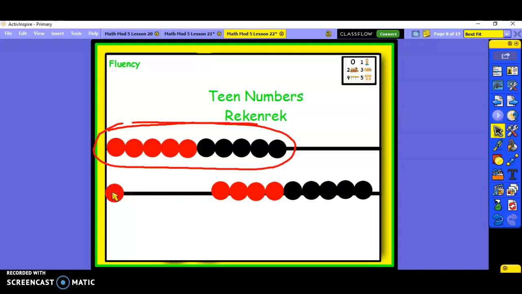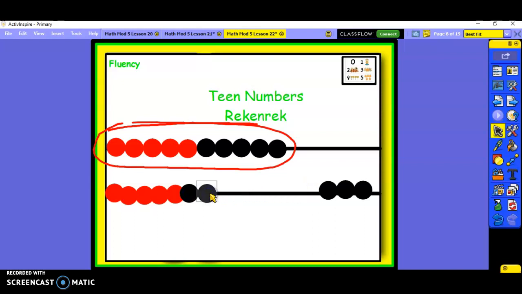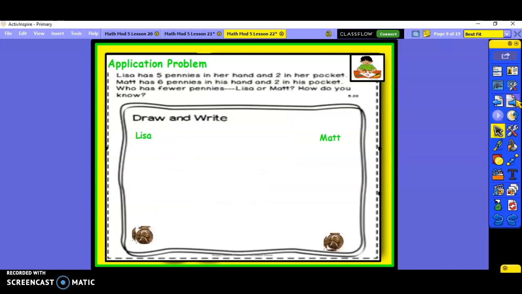10, 1, 11. 10, 2, 12. 10, 3, 13. 10, 4, 14. 10, 5, 15. Good, let's keep going. 10, 6, 16. 10, 7, 17. 10, 8, 18. 10, 9, 19. And 10, 10. You got it. 2 10s, 20. Great job counting.